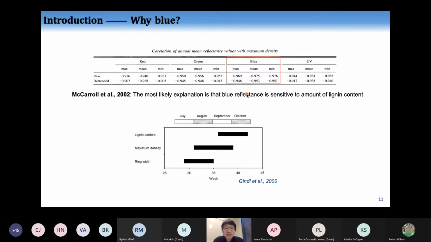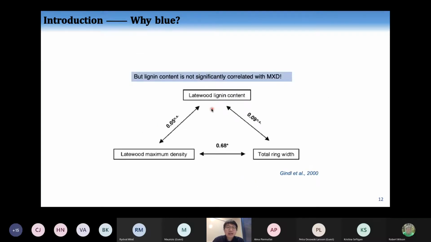To explain this, the authors assume that the blue reflectance and X-ray density are all related to the amount of lignin content in the cell wall, because they found a paper showing that the two parameters similarly respond to late summer temperatures. This assumption has been repeated for many years, but if we look into this paper, we could find that the time series of lignin content and MXD are not significantly correlated with each other. So I think this lignin content assumption might not be valid.